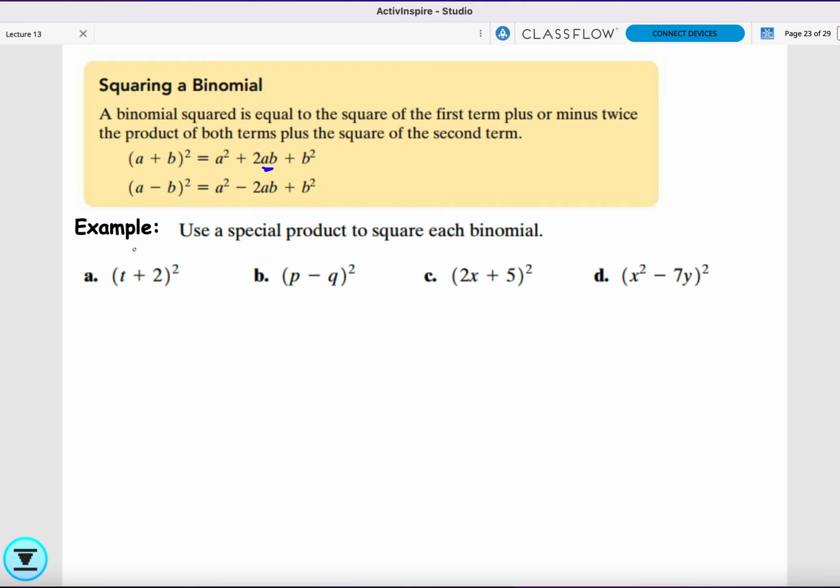So this is a, this is b. So instead of a squared is t squared, times plus 2 times a, which is t, times b, which is 2, plus b squared, which is 2 squared. So this is the formula. So now we simplify. So we get t squared plus 2 times t times 2, which is just 4t, and then plus 2 squared is 4. And we're done.